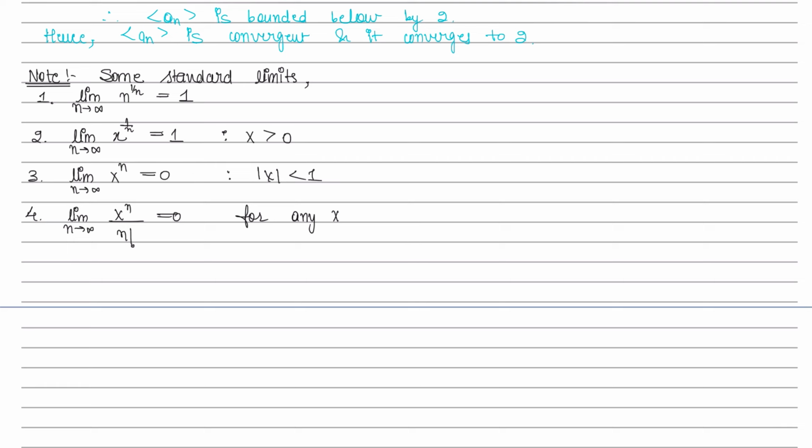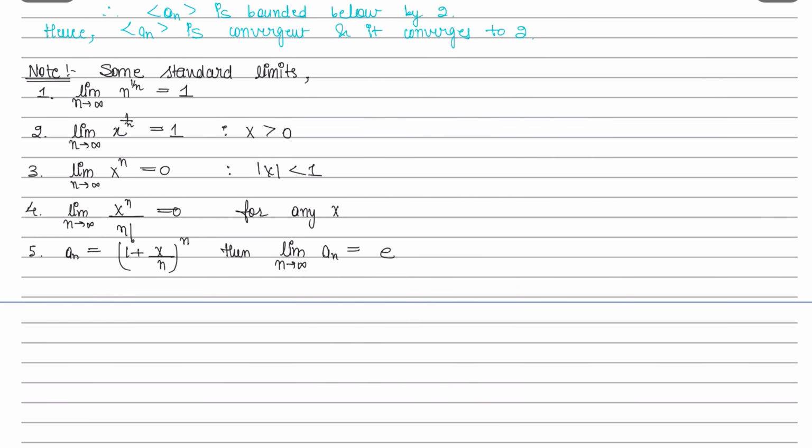And the last one, an is equals to 1 plus x upon n to the power n. Then limit n tends to infinity, an is equals to e to the power x, and this result holds for any value of x.